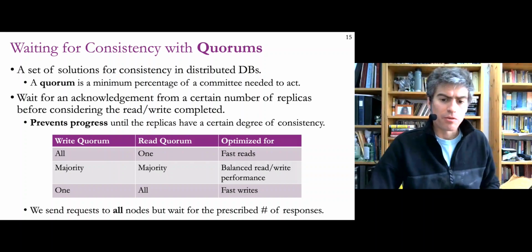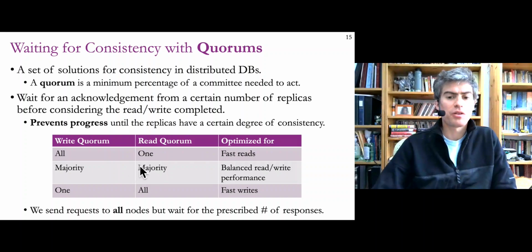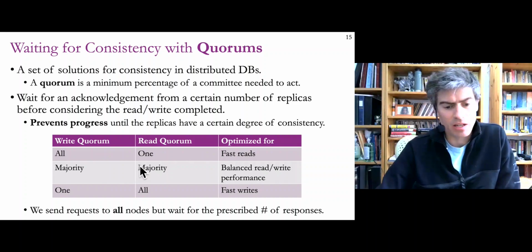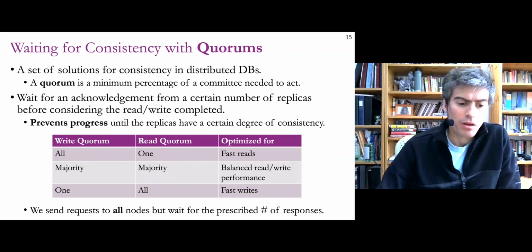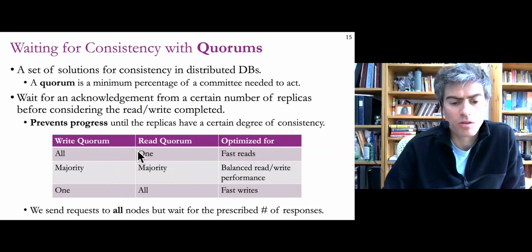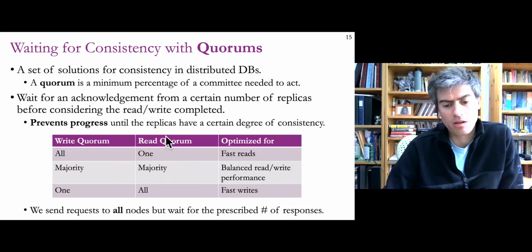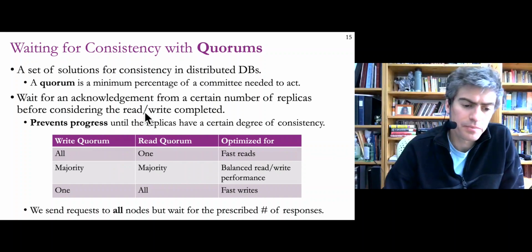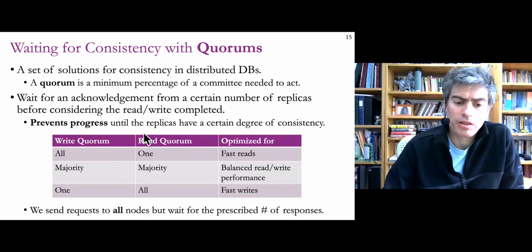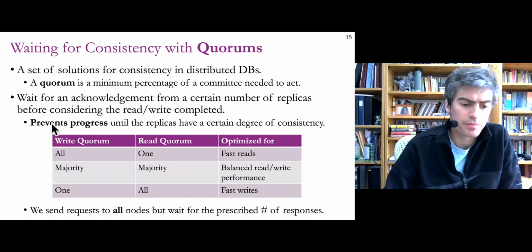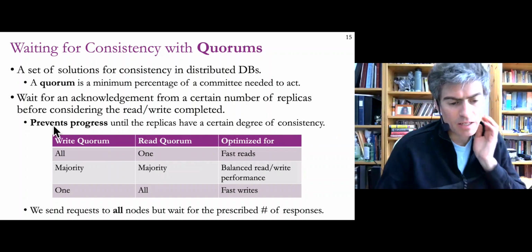If we're using quorums, this is a generalization of what I showed in the previous slide. The previous slide was showing that we required all nodes to acknowledge writes and all nodes to acknowledge reads. So it's actually not even an option here because it's overly costly. But in any case, you're preventing progress until you get the required number of replicas to have a certain degree of consistency.